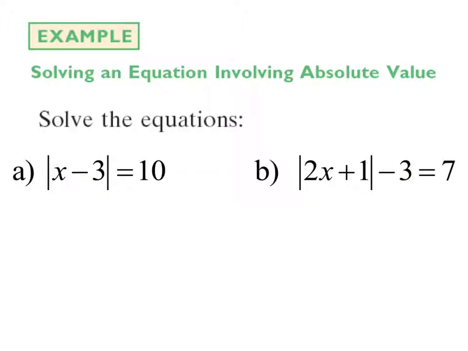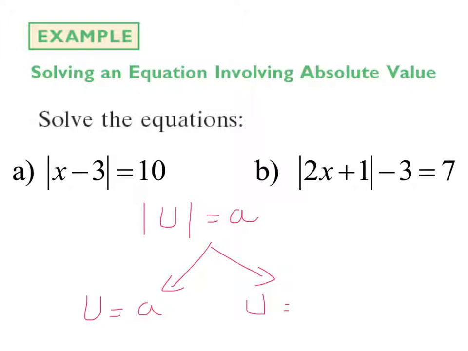Now here we're going to solve these two equations. Solve the absolute value of x minus 3 equals 10, right? First, let me remind you about the rule. We have the absolute value of u equals a. It means here we have two scenarios: either u equals a or u equals minus a.